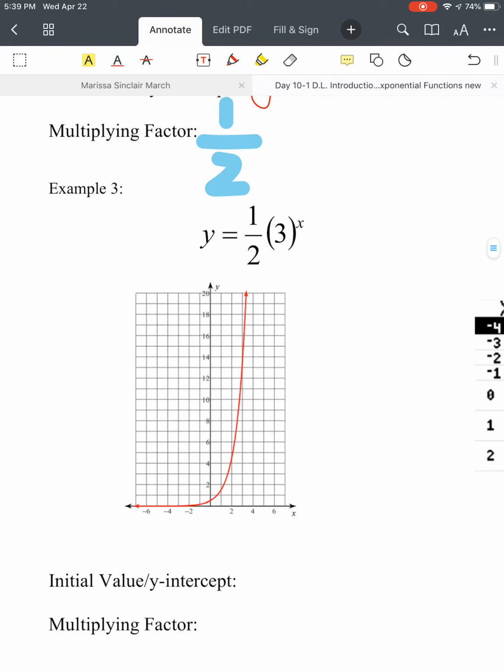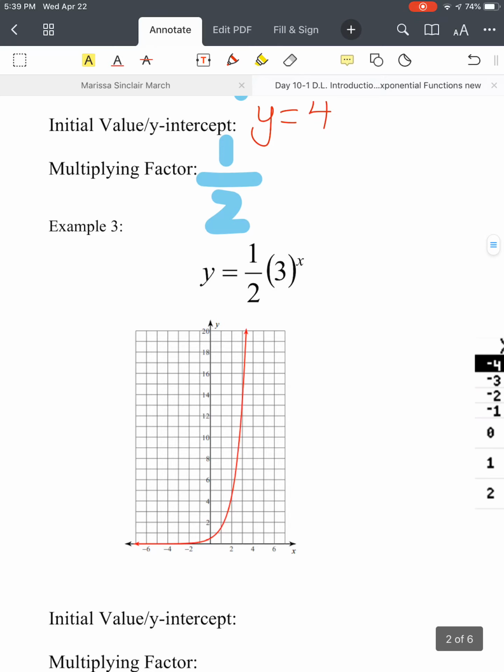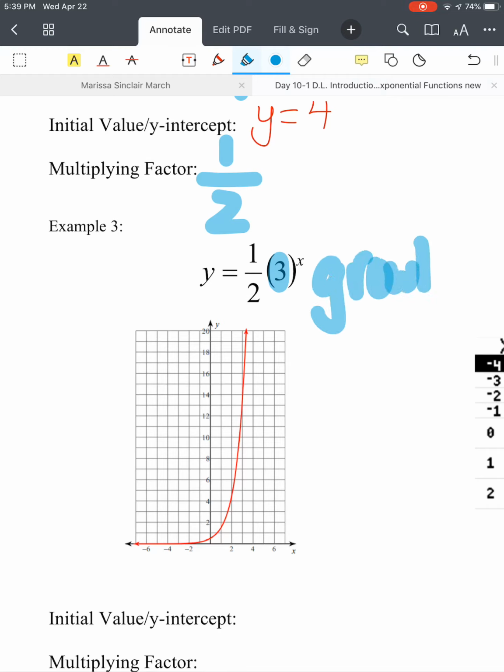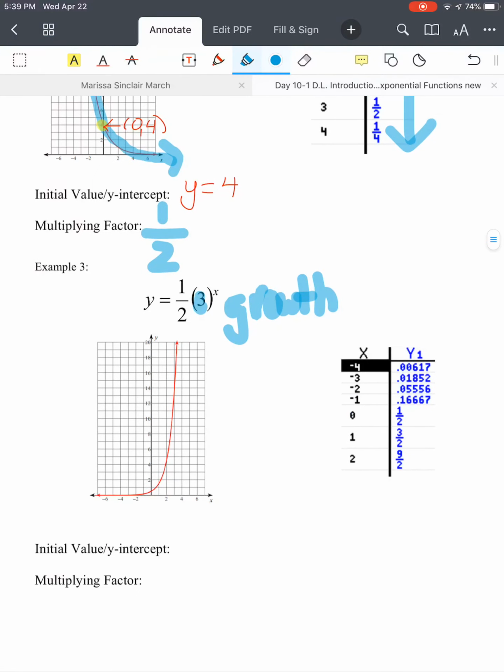Okay, take a look at number 3. Do you think that's growth or decay? It is going to be growth, because if I look at the number in the parentheses, it is greater than 1. If it's greater than 1, it is growth. Okay, so again, I can tell growth in 3 different ways. I can look at the number in the parentheses. If it's bigger than 1, it's growth.